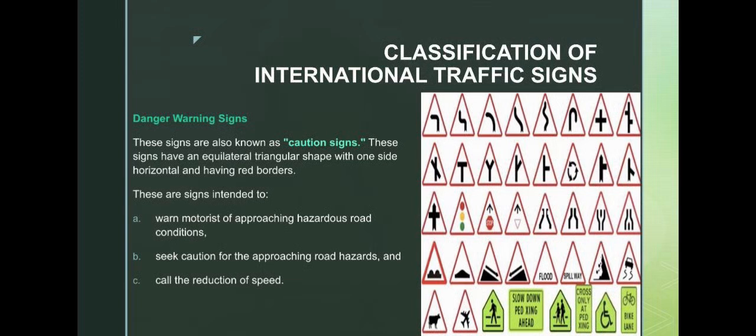So first we have the danger warning signs. These signs are also known as the caution signs. They have an equilateral triangular shape with one side horizontal and red borders. These signs are intended to warn motorists of approaching hazardous road conditions, seek caution for the approaching road hazard, and call for the reduction of speed.